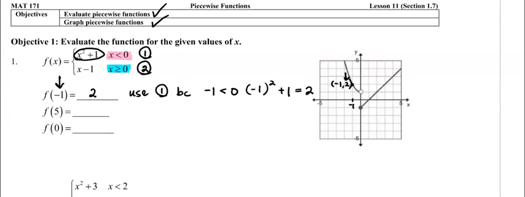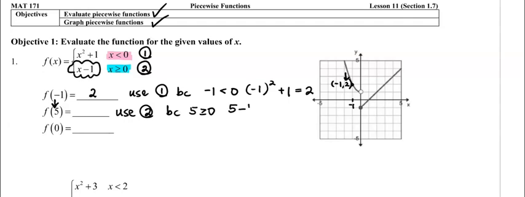Now we want to evaluate the function when x is equal to 5. This time we are going to use piece 2 because 5 is greater than or equal to 0. 5 satisfies the second inequality. It does not satisfy the first inequality because 5 is not less than 0. So when I plug 5 in, I'll be plugging 5 into x minus 1. So I'll be replacing that x with 5 to give us 5 minus 1, which is 4. So f of 5 is 4.